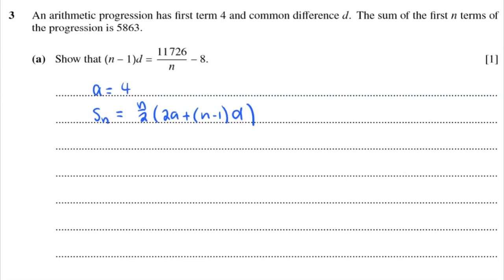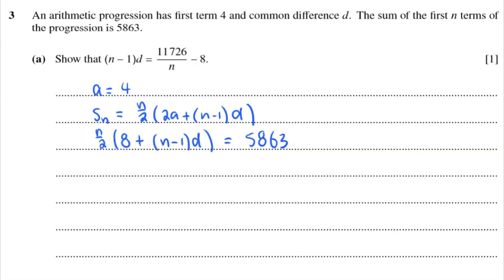So we can put it all together and go n on 2 is equal to 2 times a. What was a? A was 4. So it's going to be equal to n on 2 times, in brackets, 8 plus the (n minus 1) d. You can see that in what we're trying to get to. So let's just leave it. Let's not even expand it at this point. And that's going to equal 5863. Okay, so notice what I did there.